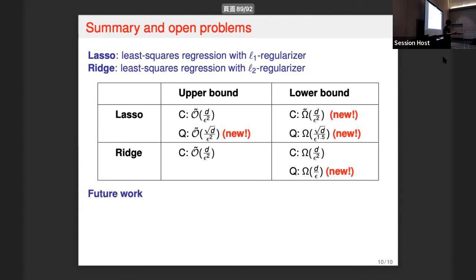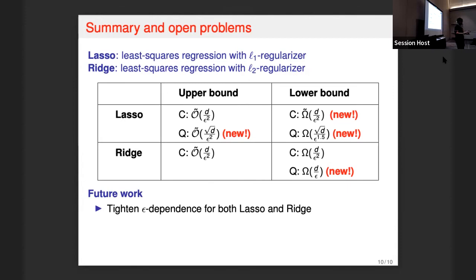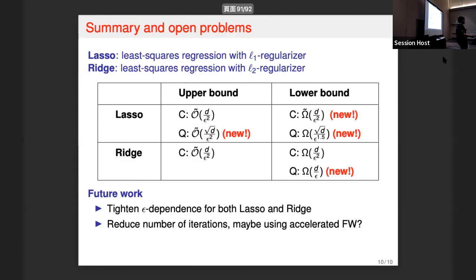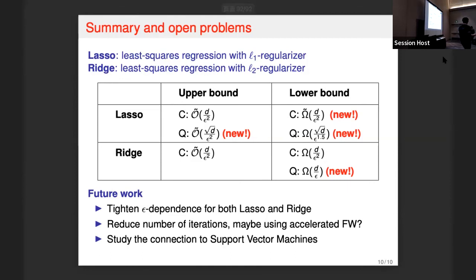Okay, here are some open problems and future work. First of all, as theoretical computer scientists, we would like to find matching bounds. So we would like to tighten the epsilon dependency for both Lasso and Ridge. It could be done by reducing the number of iterations using some accelerated type of algorithm, like an accelerated Frank-Wolfe algorithm. We don't know yet, but we are still trying. And at the end, we also want to know the connection between Lasso and some machine learning problems like support vector machines. And that's it. Thanks, everyone.